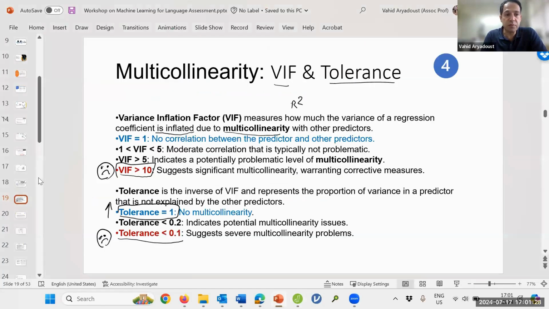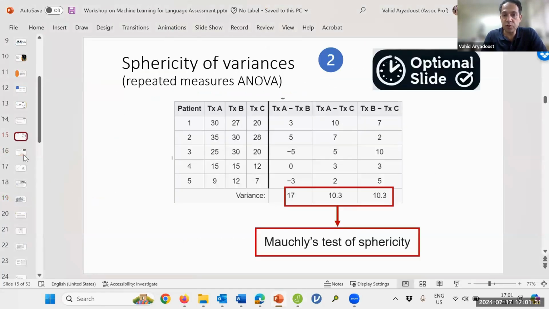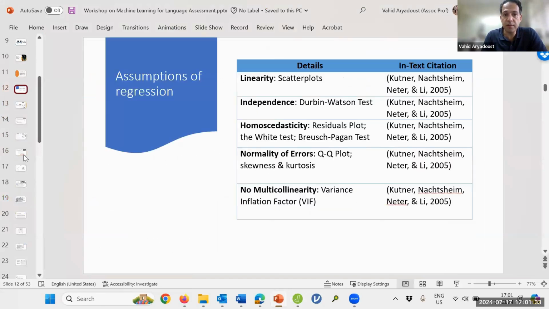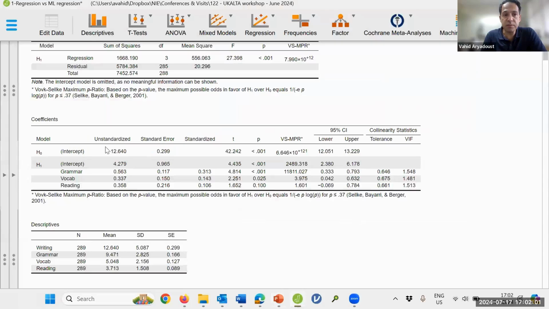Let me recapitulate briefly. Those assumptions were these: linearity, independence, because our data is not longitudinal data, so there's no independence issue, homoscedasticity, normality of errors, and lack of multicollinearity. So now, after checking all of these, we can go ahead and run our regression analysis and figure out whether there is a relationship or association between our dependent and independent variables.